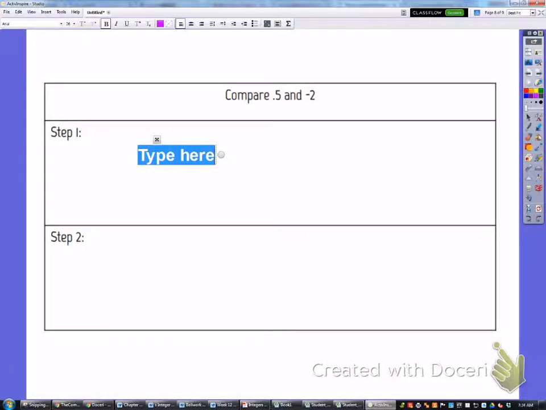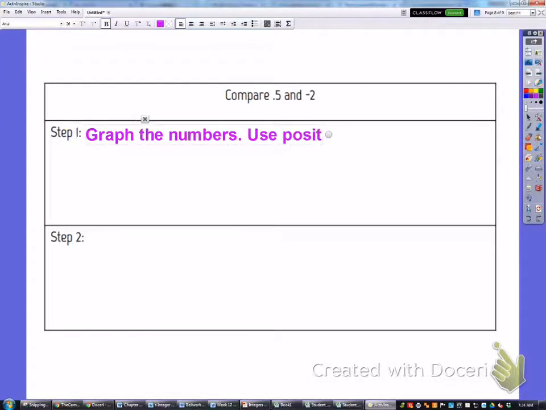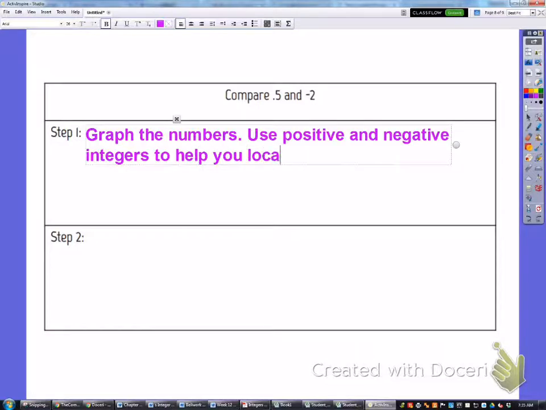Okay, today we're going to talk about comparing and ordering fractions and decimals on a number line. And we're going to just start by learning the steps. First step, you need to graph the numbers. Use positive and negative integers to help you locate the decimals.